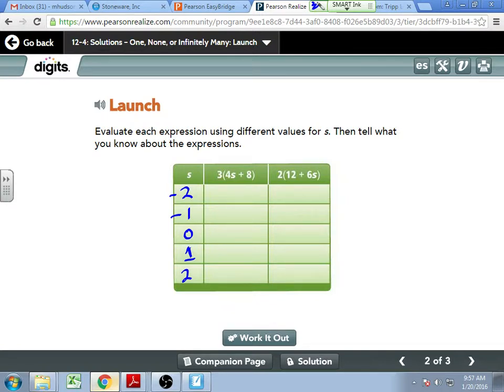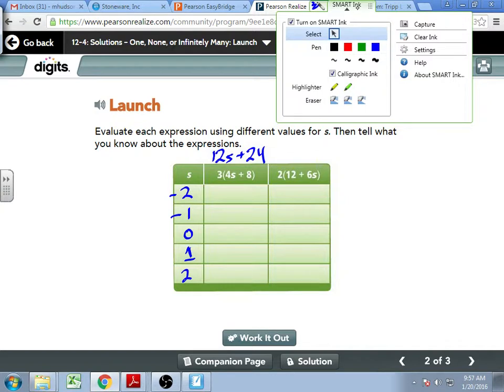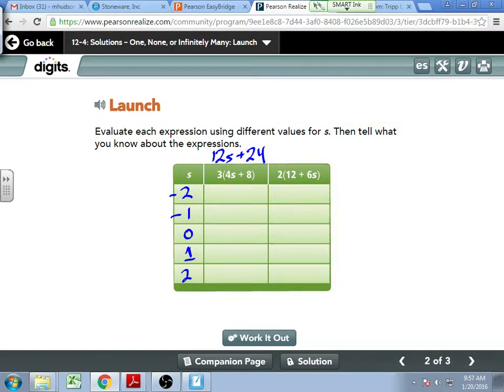So now if we think about this with -2 plugged in, you could, if you wanted to, first distribute in these expressions to make it a little easier. If I distribute my 3 into my parentheses, what will I get? 12s plus 24. Don't forget your s. And if I distribute my 2 in, what do I get? 24 plus 12s.